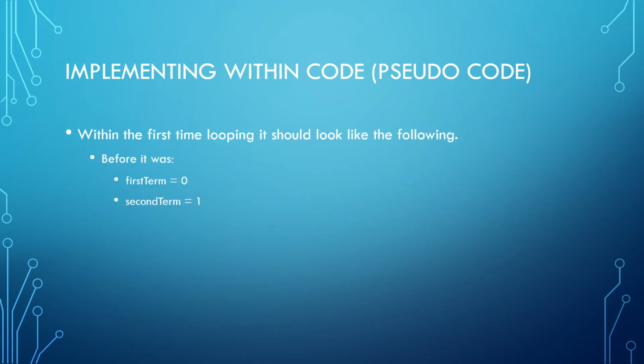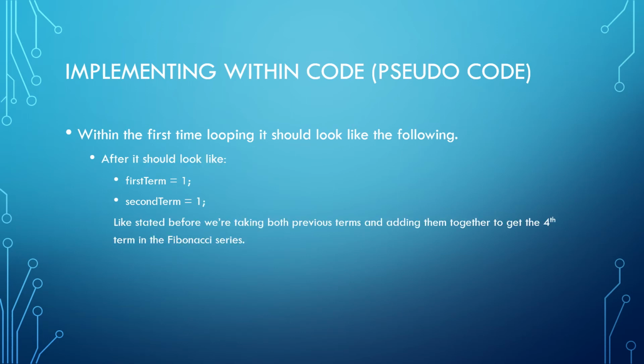Within the first time looping, it should look like the following. Before it was first term equals 0, second term equals 1. After it should look like first term equals 1, second term equals 1. Like stated before, we're taking both previous terms and adding them together to get the fourth term in the Fibonacci series.